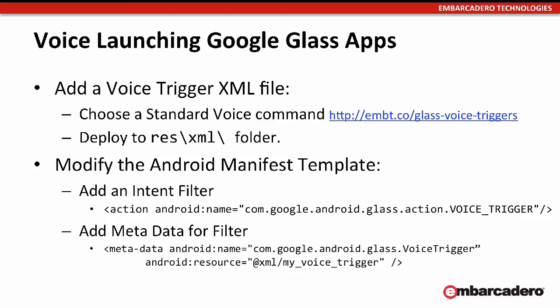So it's pretty simple to launch your Google Glass app with a voice command. What you have to do is create an XML file that's going to contain the voice command. And there's a list of standard voice commands there at that URL. You deploy that XML file to the res XML folder, and then you modify your Android manifest template. And you add an intent filter, which you see there, saying that your application can launch with a voice trigger. And then you add metadata for that filter, which points to your XML file you created above. So whatever you call your XML file, you're going to have it here, at XML/ and then the name of your file without the extension.